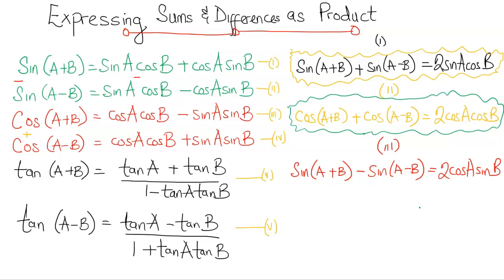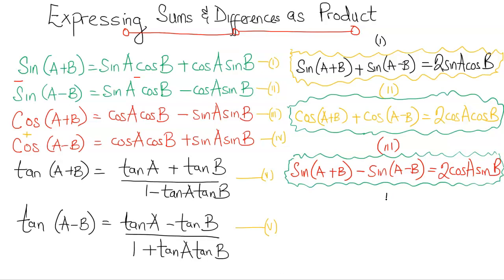This is the third product, 2 cos A sine B. That's a product. So we can see that 2 cos A sine B is equal to sine (A plus B) minus sine (A minus B).